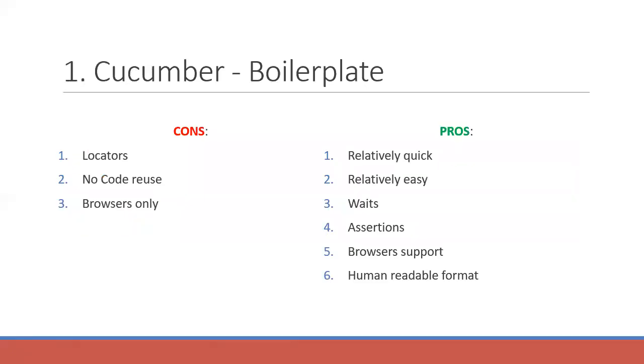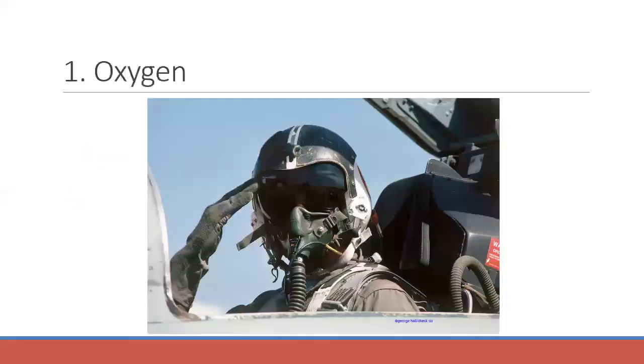So locators now, something technical. In the previous example, it was all done by the recorder. Here you have to at least know how to write locators. Of course, boilerplate, no code reuse. Browsers only, I mean, no mobile devices here. And well, it's relatively quick and easy. It even has some waits and assertions and different browsers, and you can read it. Not bad and easy to start.